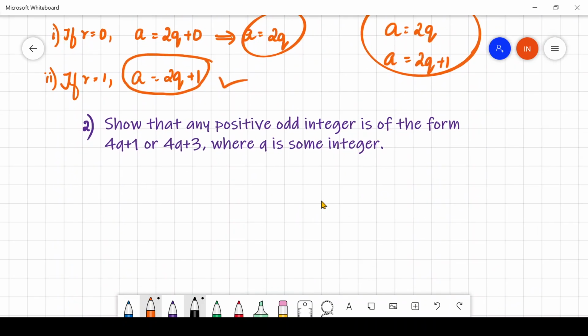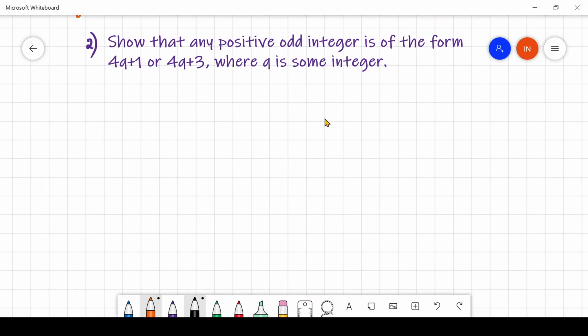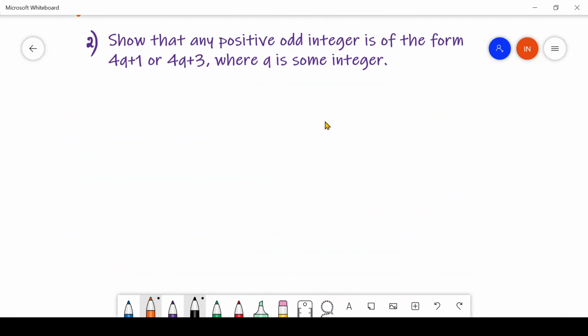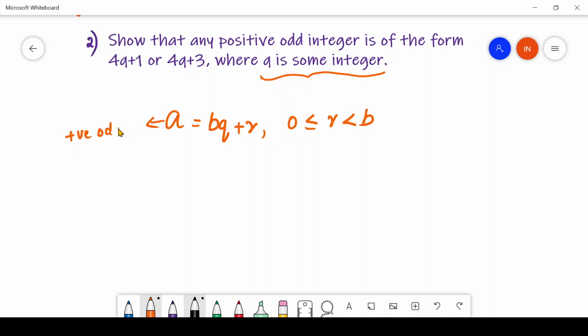The next question is: show that any positive odd integer is of the form 4q plus 1 or 4q plus 3. Here also it is given q is some integer. So here we are going to take Euclid's division lemma again. A is equal to BQ plus R where 0 less than or equal to R less than B. Now here we are taking A as a positive odd integer.